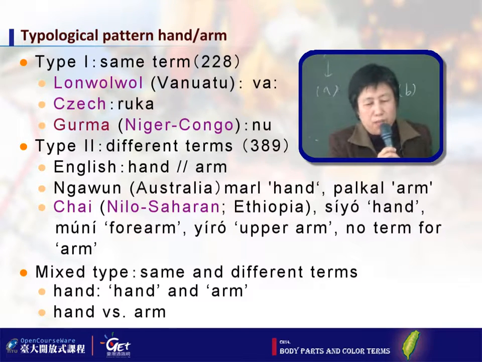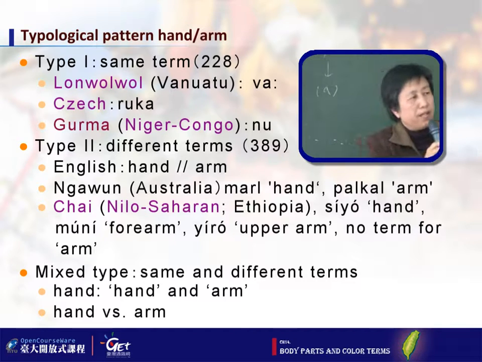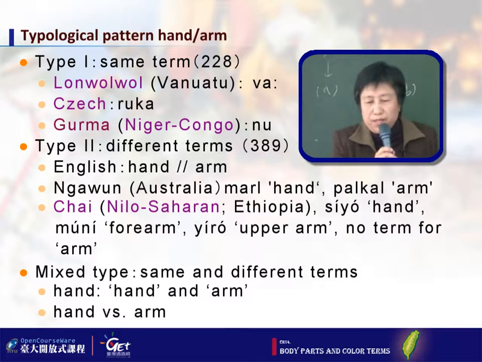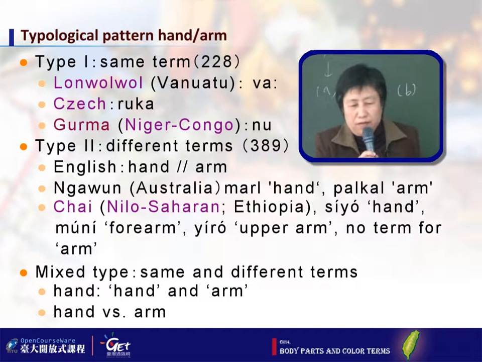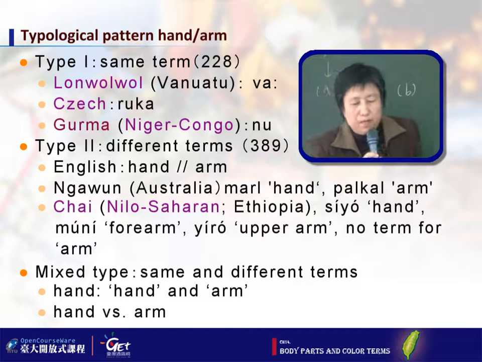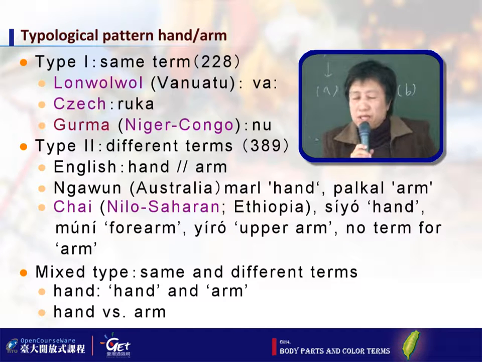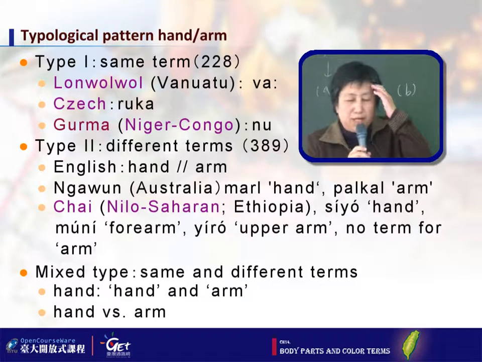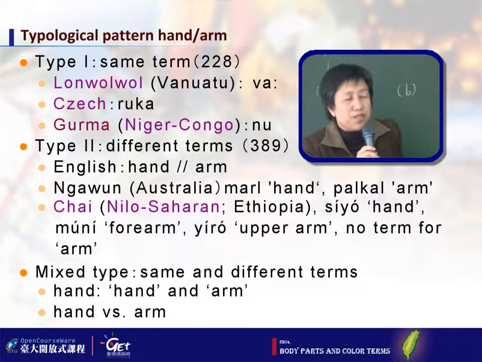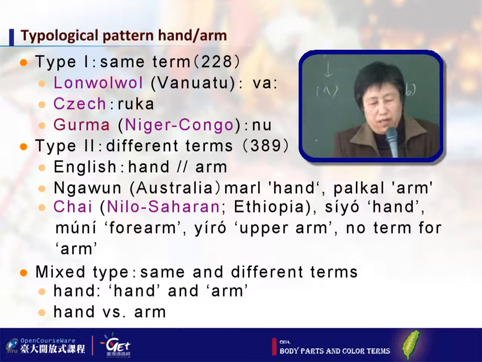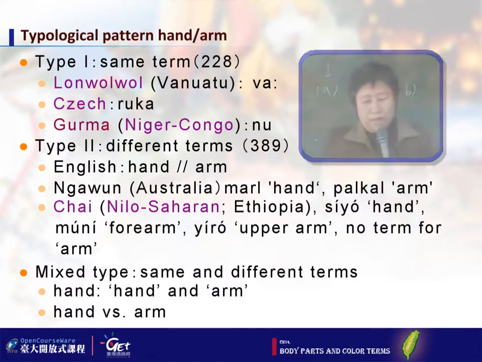Arm referring to the upper arm. Okay, but there is no term for the whole arm, whatever that term is, referring to the upper arm. And there are also mixed types. That is, sometimes they use the same term for these two parts, or sometimes they use different terms for that part. Okay, hand and arm, they will use that interchangeably.